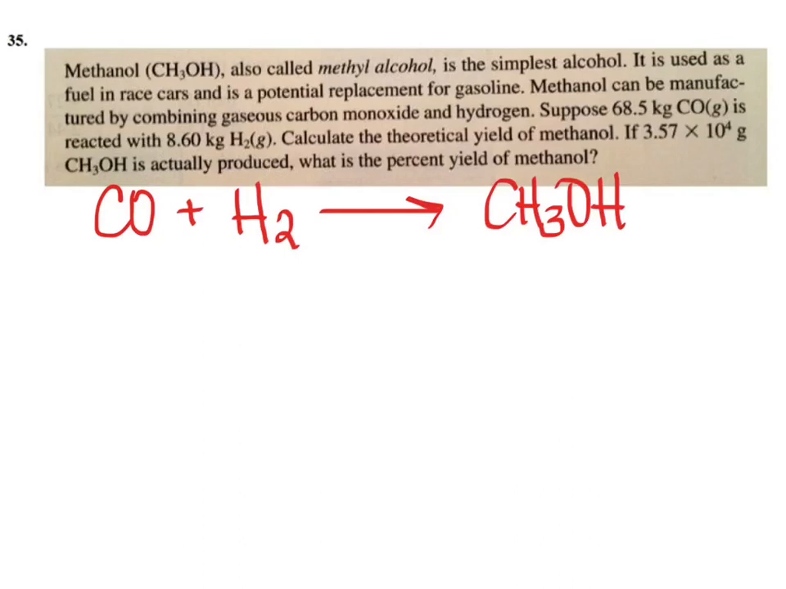Suppose you have 68.5 kilograms of carbon monoxide, so we're going to change that to 68,500 grams. And it's reacted with 8.6 kilograms of hydrogen gas, and we're going to turn that to 8,600 grams. Calculate the theoretical yield of methanol. Okay, so what is theoretical yield? Anybody remember how to calculate theoretical yield?